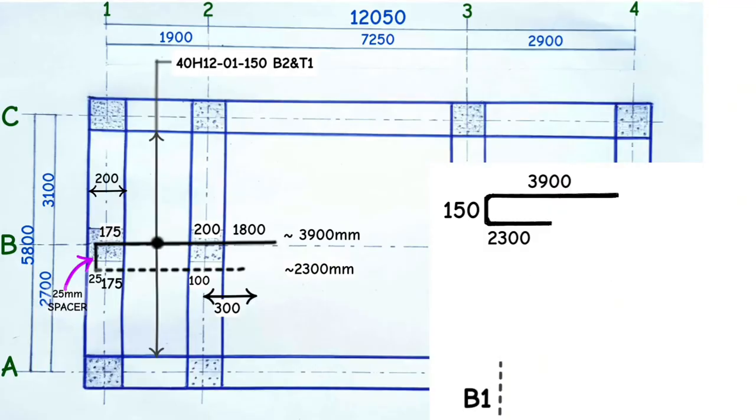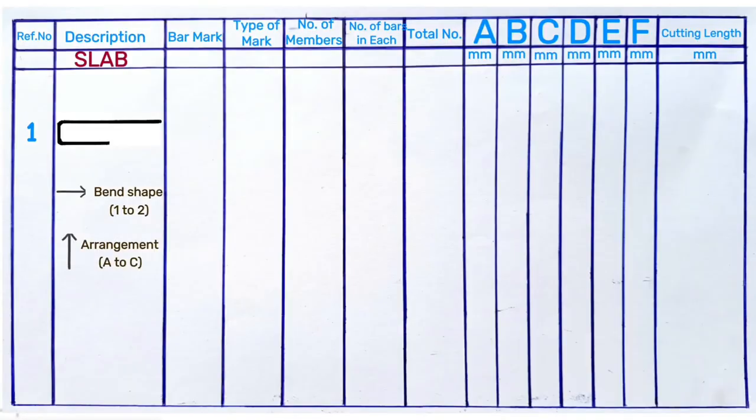Bottom 1 bars will run in this direction. Bottom 2 bars will run in this other direction. Similarly, top 1 bars will run in this direction and top 2 bars will run in this other direction. And that's exactly what we fill in the table here. Bar mark as 01, type of mark as H12, number of members as 1 because we have one slab of the same kind, number of bars required here as 40. Add the 3 sides of the steel bar to fill this column of the total cutting length.